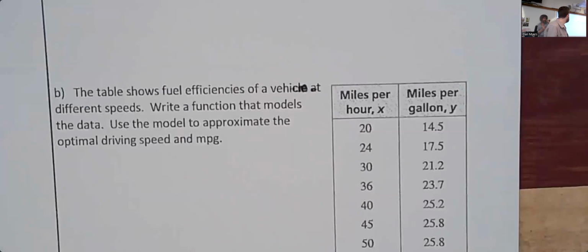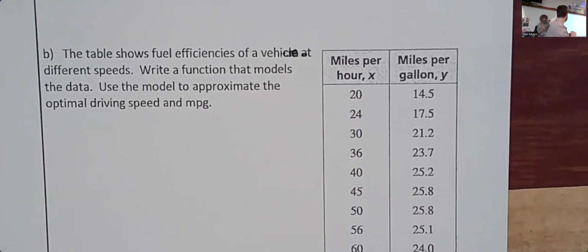The table shows fuel efficiencies of a vehicle at different speeds. Write a function that models the data. Use the model to approximate the optimal driving speed in miles per gallon. So if you're optimizing miles per gallon, would that be most or least for miles per gallon? Most, which would be the vertex. So this one we're figuring out the vertex.